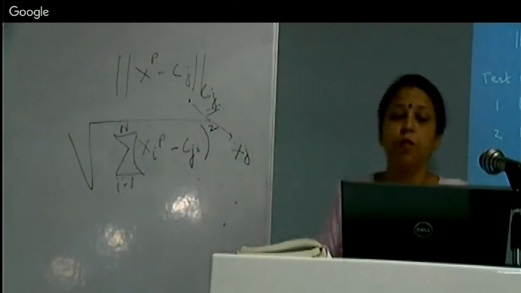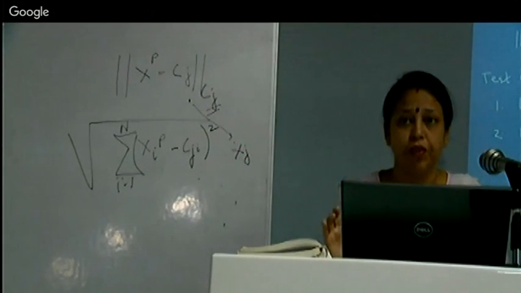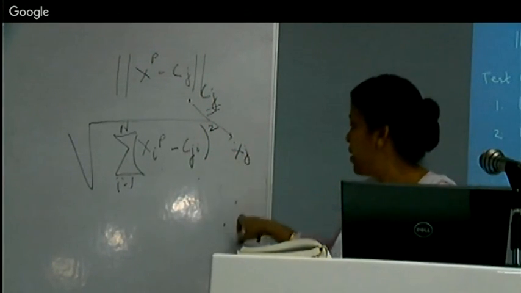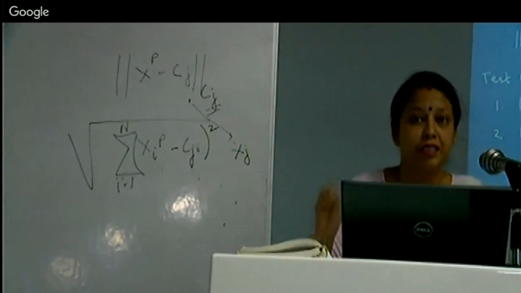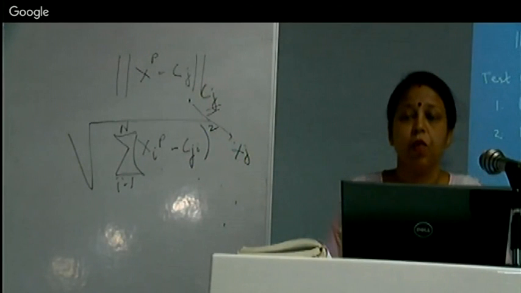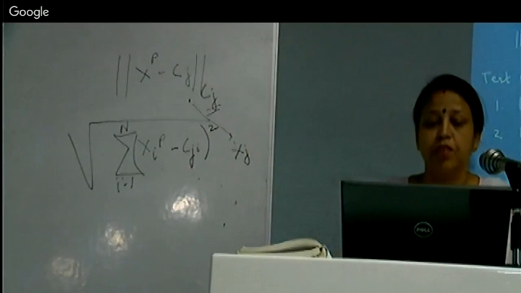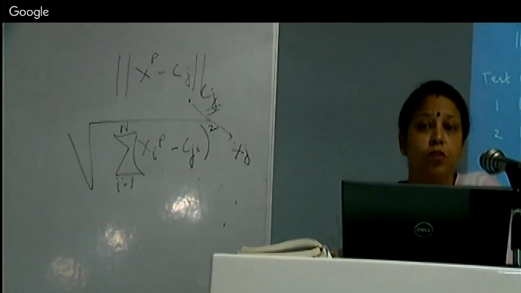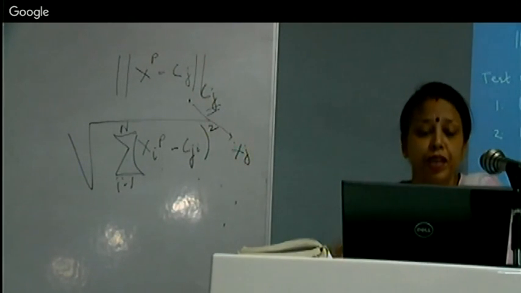This is the whole square, and i belongs to 1 to n. That means if there are more than one neuron, the Euclidean distance is the summation of x_ip, that means x1, x2, x3, these are my different points, not neurons, minus the center point, and the whole square summation of that, and the root of the whole summation. So this is known as your Euclidean distance. In the case of Kohonen SOM also, we find out the Euclidean distance only. Depending on the Euclidean distance only, we do the clustering.